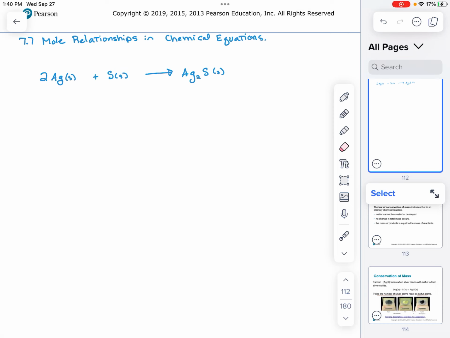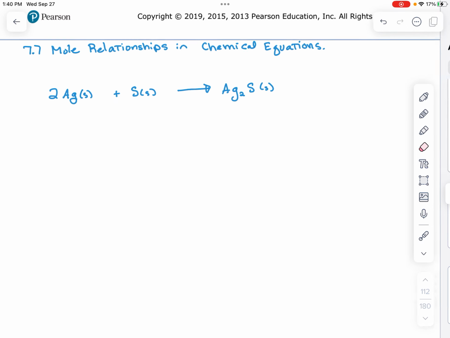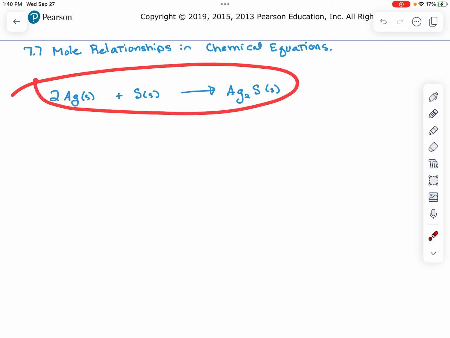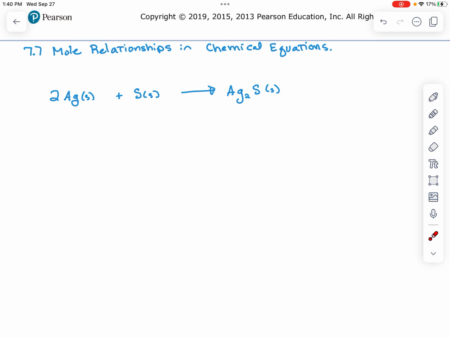Hi class. I'm going to talk about mole relationships, and eventually we'll do mass calculations and chemical equations. So let's look at this reaction for the formation of silver tarnish. We could say this as 2 silver atoms react with 1 sulfur atom to make 1 molecule of silver sulfide.